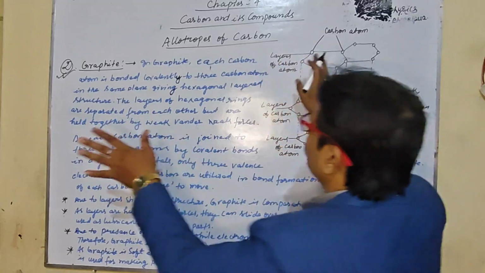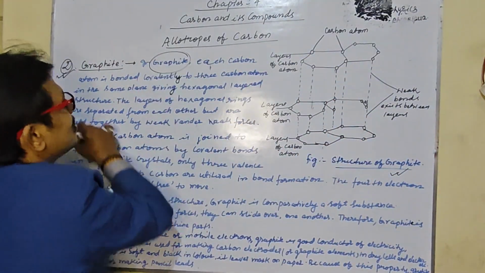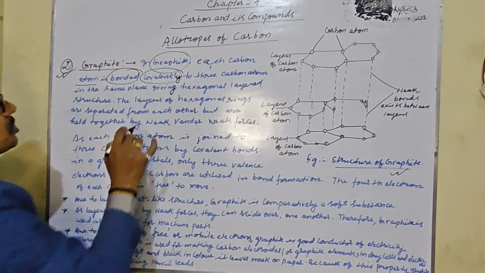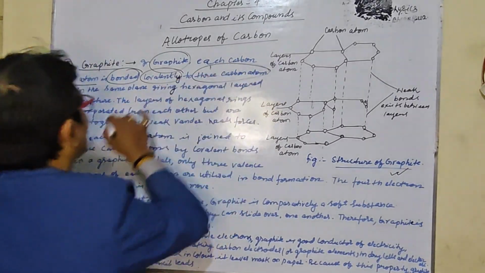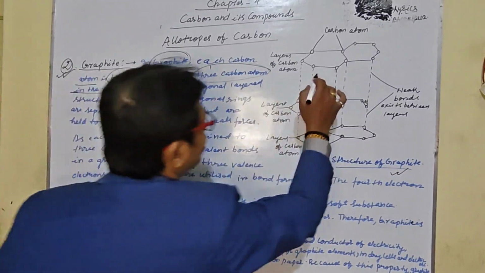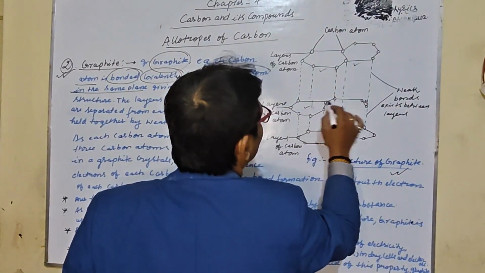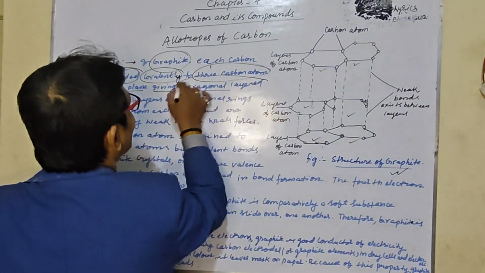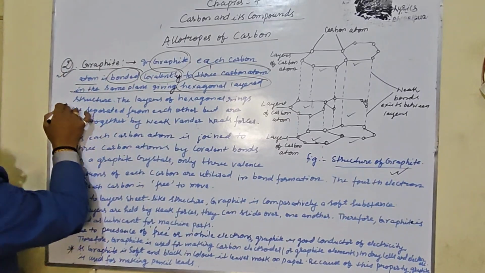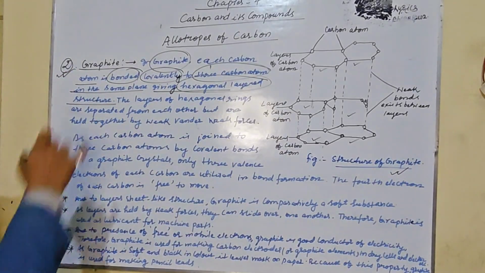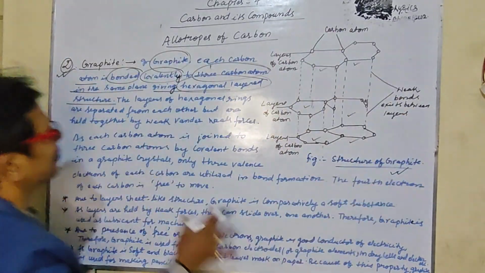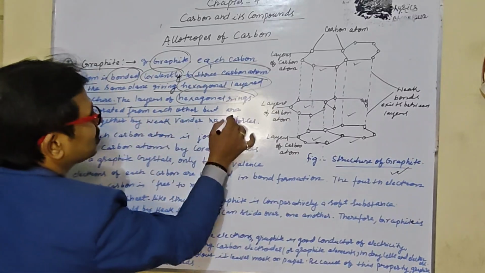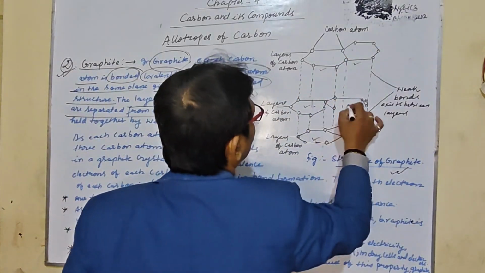So let us learn in a proper way. In graphite, each carbon atom is bonded covalently to 3 carbon atoms in the same plane, giving a hexagonal layered structure. The layers of hexagonal rings are separated from each other, layer one, layer two, layer one, layer two.